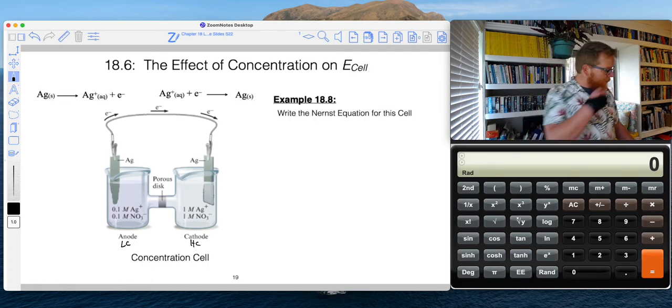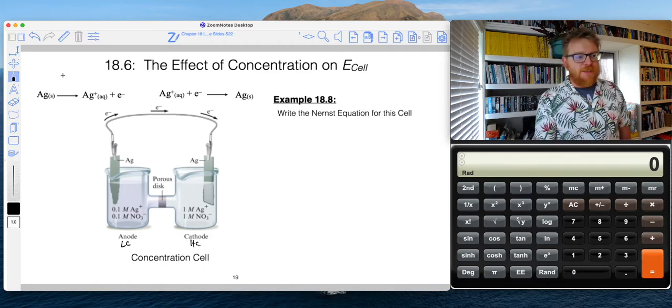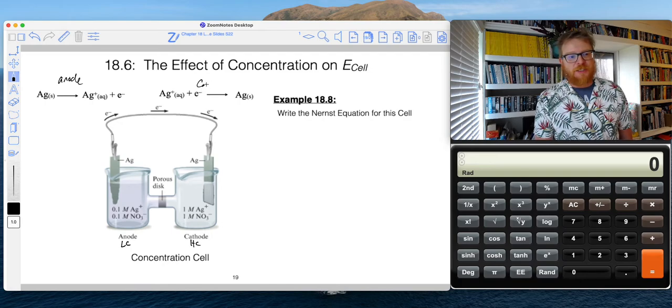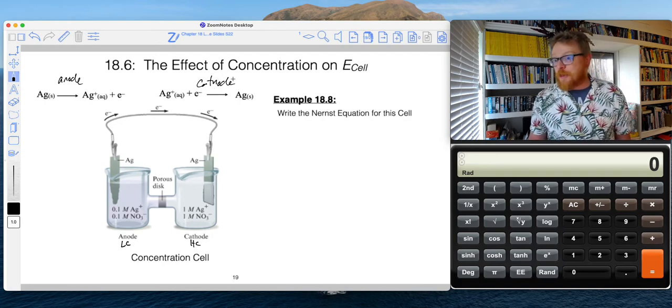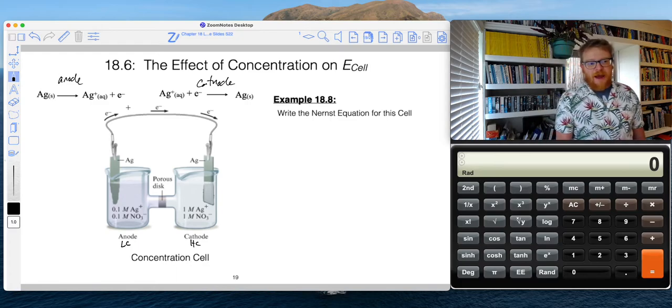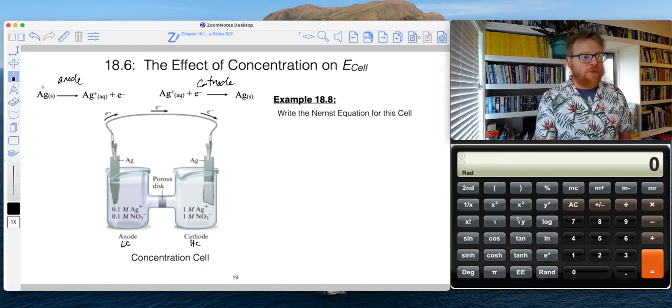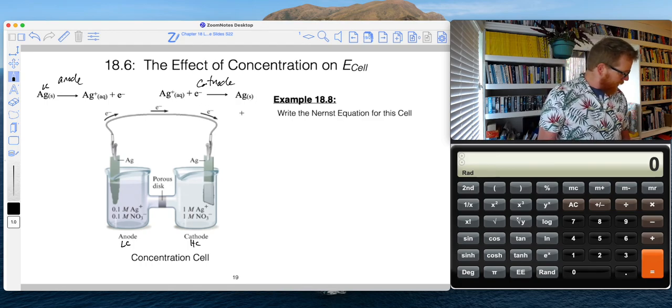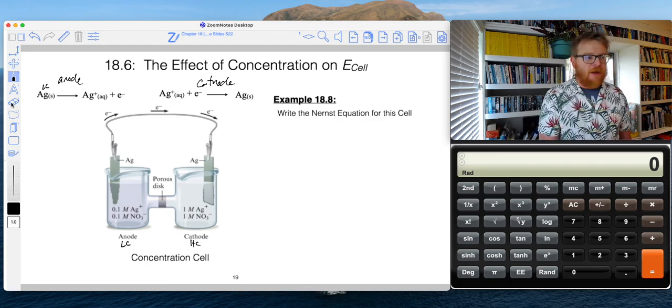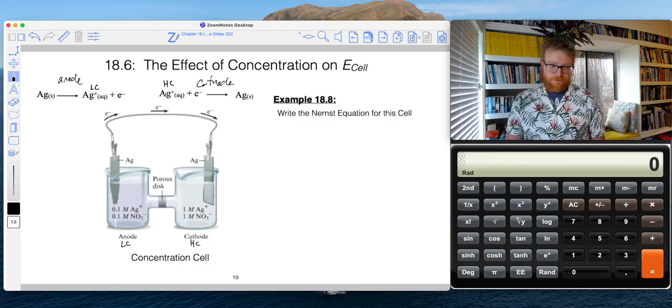So now what that means is we have this silver reaction as our anode, and we have the same silver reaction as our cathode. But now we have to recognize that this would be my silver, and I'll say LC, low concentration, and I should put that onto the aqueous part. So that silver plus would be my low concentration silver at the anode, and this would be my high concentration silver at the cathode.